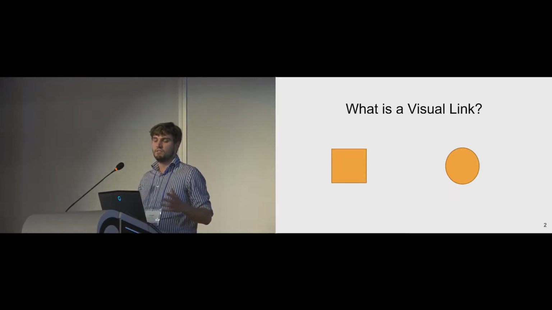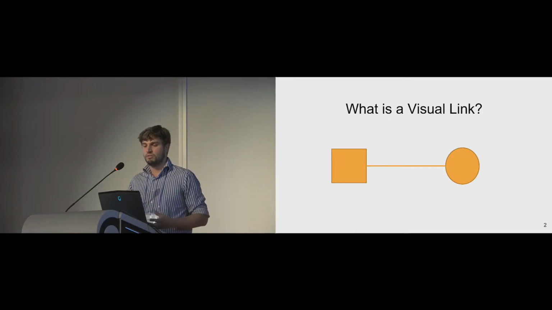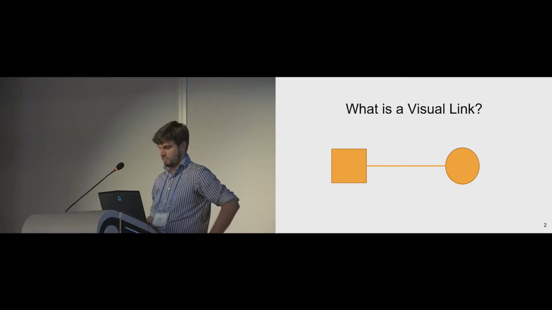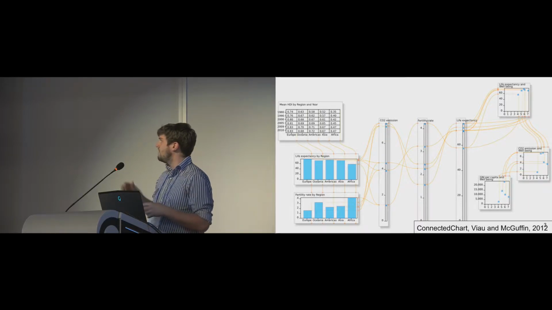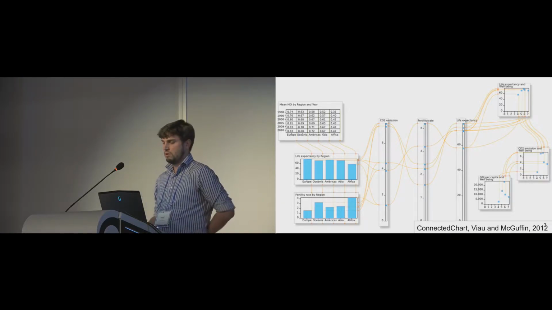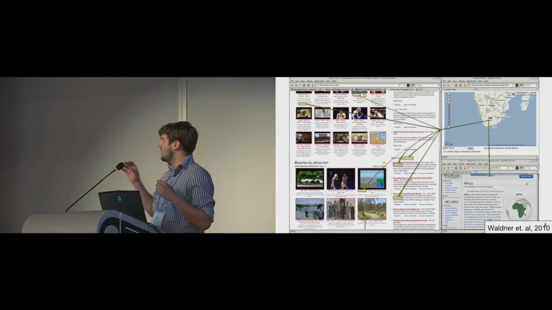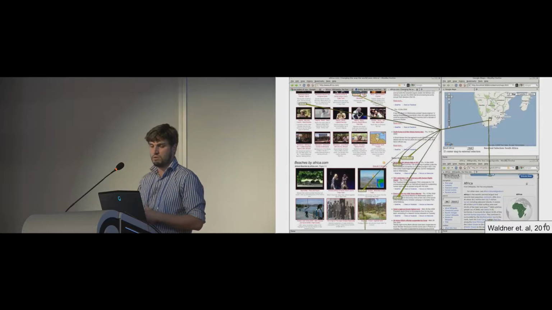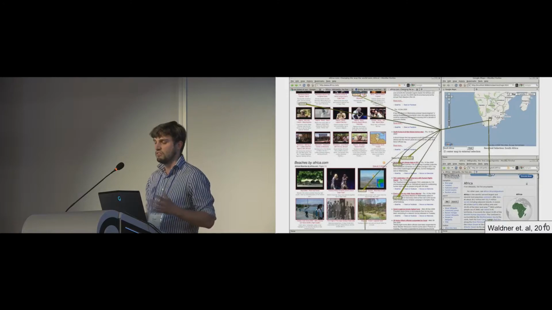A visual link is a line between two visual elements in a visualization that is here to visually represent the relationship between these two elements. They have been extensively used in the interface. So, for example, in Connected Charts by Viau and McGuffin, they've used visual links to link visual elements that belong to the same data points. In this work by Waldner and colleagues, they've used visual links to link elements in different windows in the user interface. So elements that are connected, that talk about the same thing.